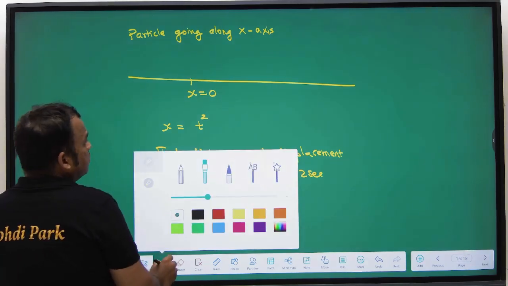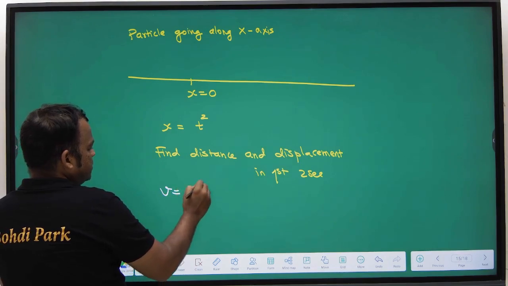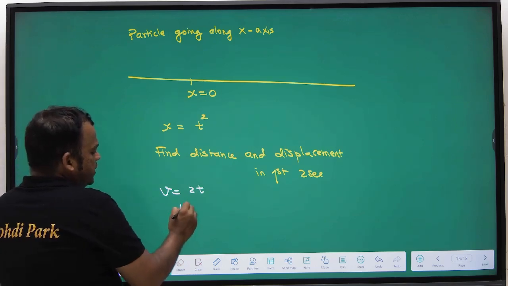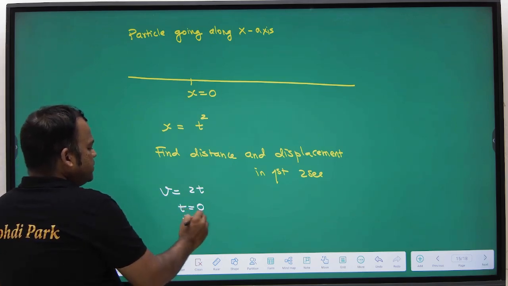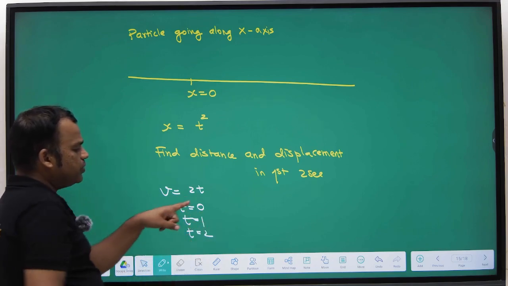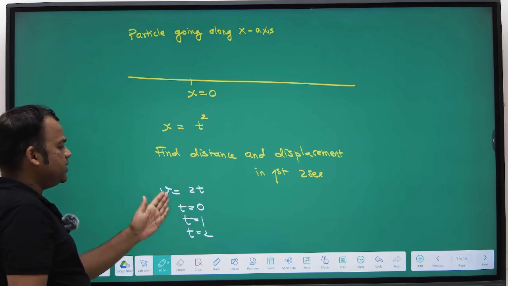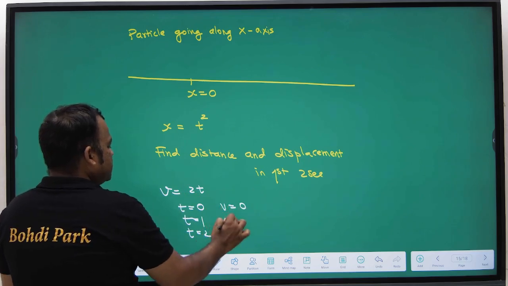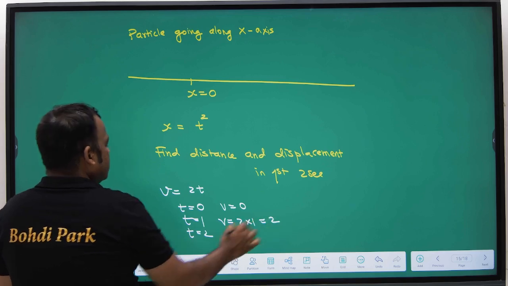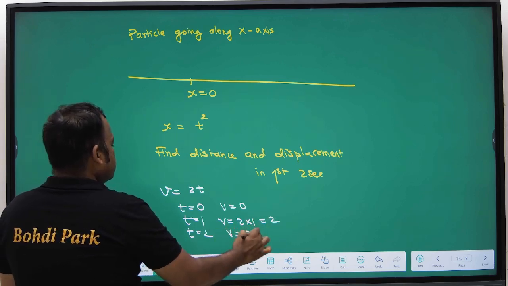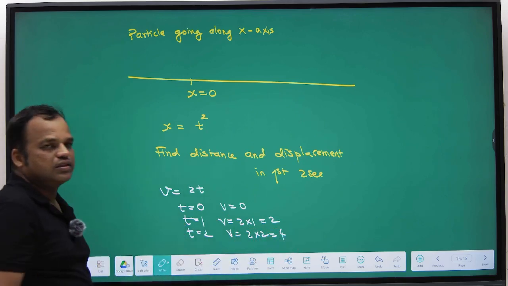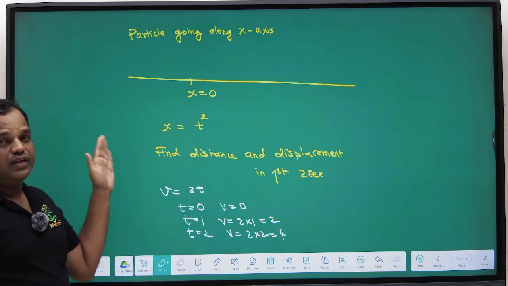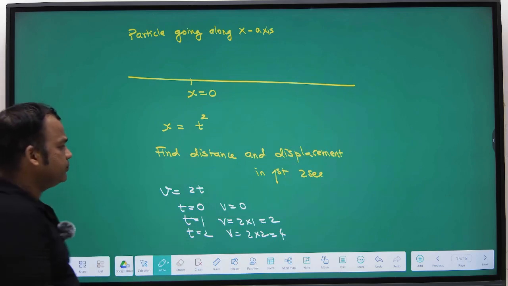So let's observe the motion. If we calculate velocity, that velocity will be 2t by differentiation. So t is equal to 0, or t is equal to 1, or t is equal to 2. You put any value of time, we see that the velocity is positive. At t is equal to 0, velocity is 0. At t is equal to 1, velocity is 2. And at t is equal to 2, velocity is 2 into 2, so that is 4. So the values are positive. So velocity is positive. That means the particle is going right side continuously.